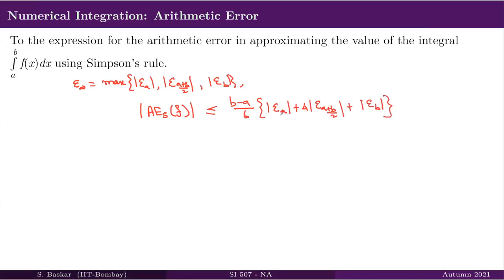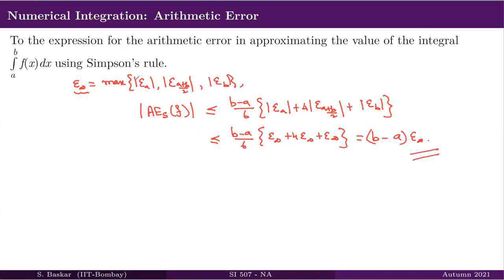Now I will replace each of these epsilons by epsilon infinity. Remember, this is only a notation. Otherwise, there is no reason for why I should give infinity here. Okay, that will be further less than or equal to (b minus a) by 6 times [epsilon infinity plus 4 times epsilon infinity plus epsilon infinity]. That is nothing but 6 epsilon infinity, right? Therefore, it is actually (b minus a) into epsilon infinity. So that is the estimate for the arithmetic error.